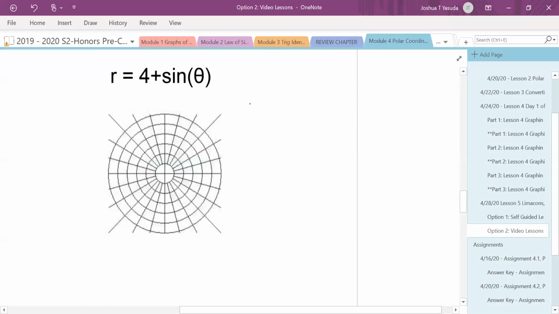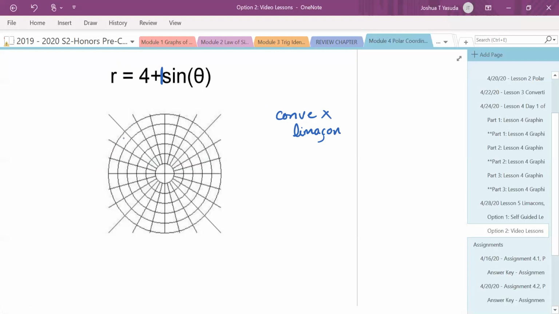4 plus sine of theta. All right, 4 plus sine of theta. So this is the convex one right here. Convex limacon. All right, because 4 is obviously more than double 1. Okay, it's 4 times greater than 1. So hopefully you can kind of guess this.